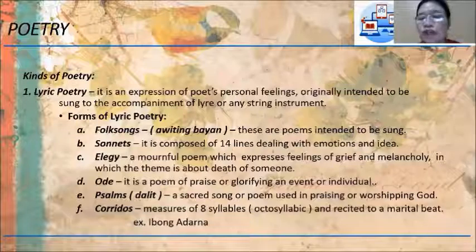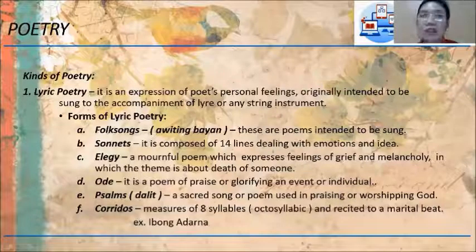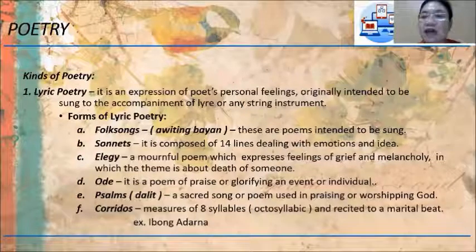Okay, Salmo. Okay, and then we have corridos, measures of 8 syllables. So when you say 8 syllables, it means octosyllabic and recited to a marital beat. When you say marital beat, it means it is just like marching. Okay? Example is Ibong Adarna.